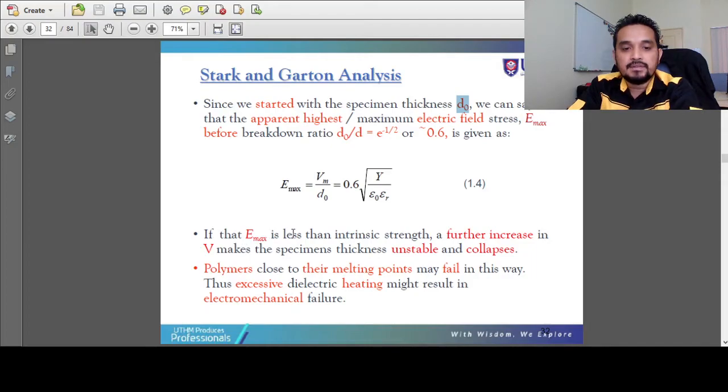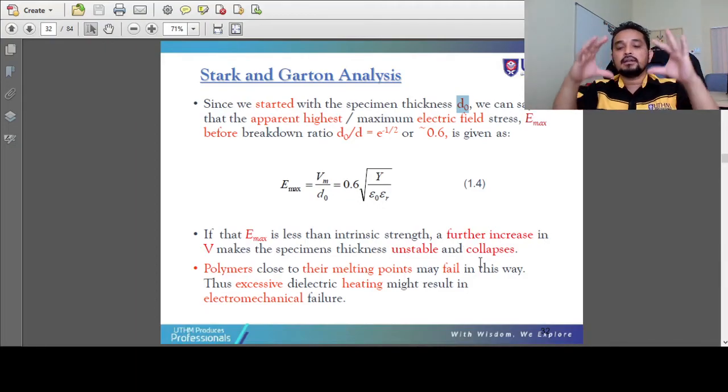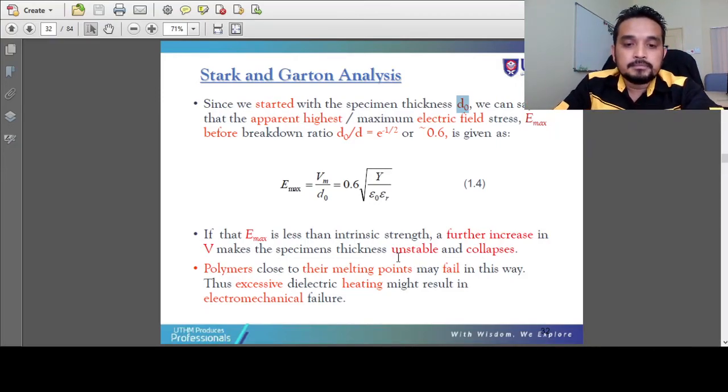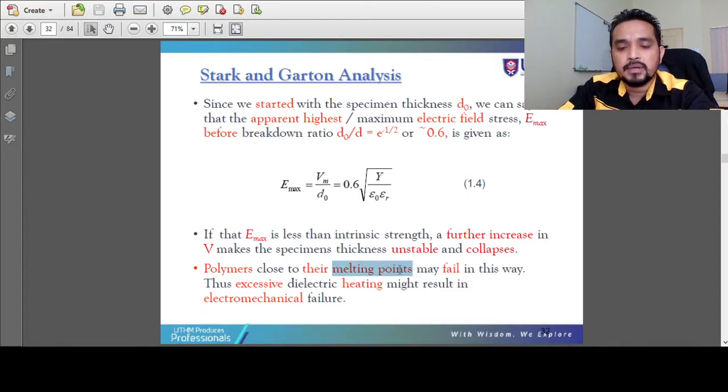If the electric field is less than the intrinsic strength, further increase in V will make the specimen thickness unstable and collapse. Collapse in this condition means shrinking; the thickness becomes reduced. Polymers, just like gas and liquid, have their own melting point. The melting point is the point at which the polymer starts to fail, in this case starting to reduce in thickness.